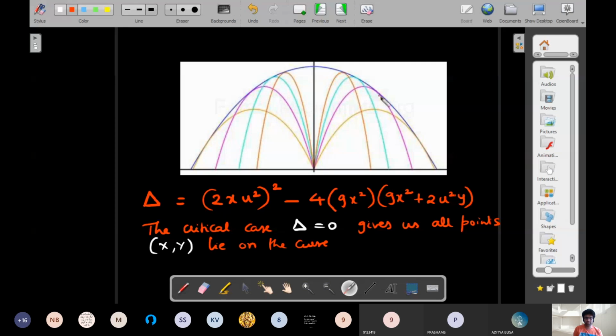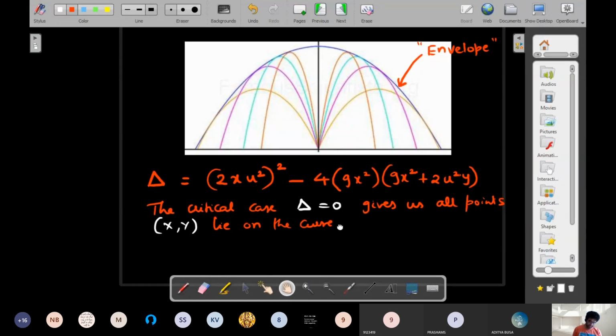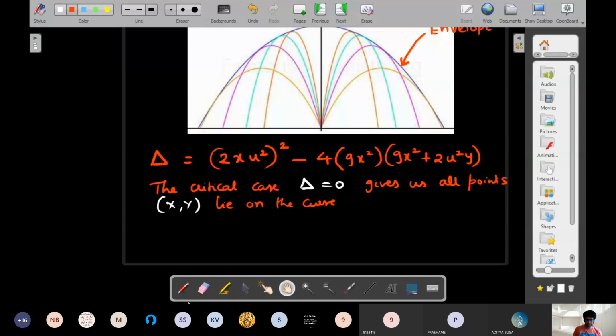So there will be a collection of all points which themselves form a locus, right? That locus is this outside curve, which is nothing but the envelope of the whole family of parabolas. All the family of parabolas are inside, and this would be called the envelope of it. So we are now looking at the equation of this envelope, which is given by delta equal to 0 itself. So delta equal to 0 is the equation of the envelope.